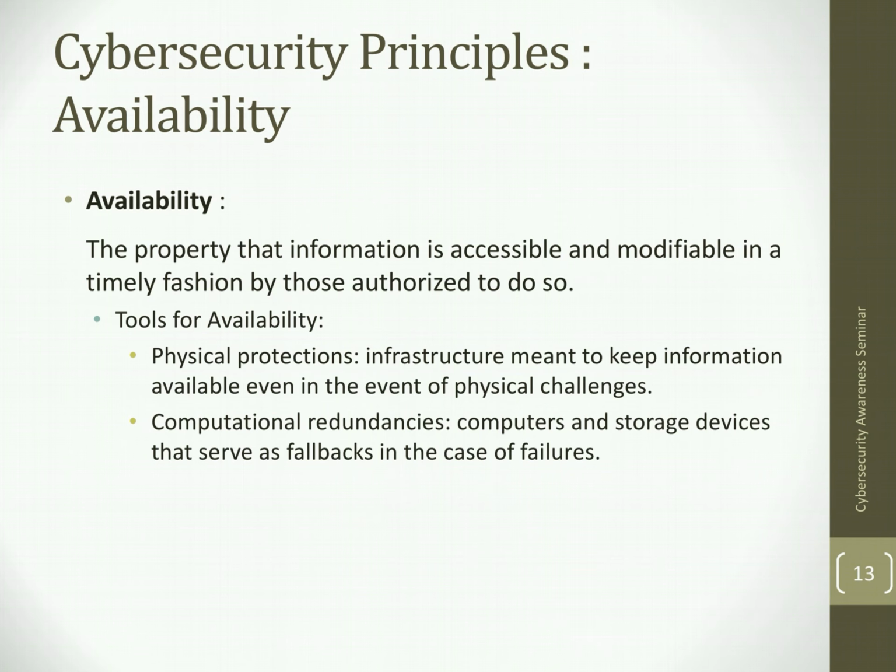Availability. This is a way to assure that information is accessible and modifiable in a timely fashion by authorized people. Physical protection of the infrastructure means keeping information available even in the event of physical challenges. It could be a natural disaster, such as a fire or a flood in your organization. Then you can have another copy, another system in a different place, so that it can be available. We also call this redundancy: computers and storage devices that serve as a fallback in case of failures. This is also known as disaster recovery. When a disaster happens, you can recover the system and also the data that you have.